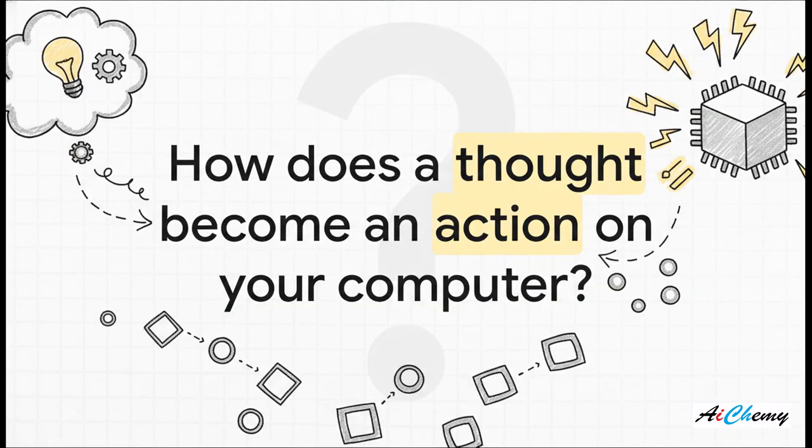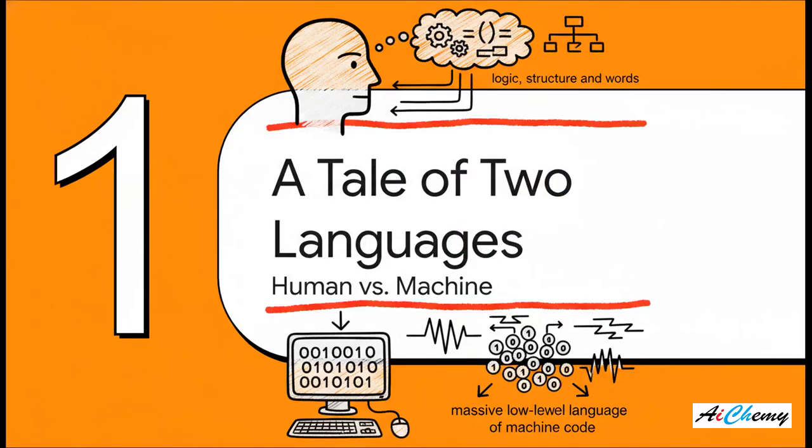Yeah, it all comes down to this one big question, right? We have an idea in our head, but our computers, they live in a totally different world. A world of pure electricity, of just ones and zeros. So how do we possibly bridge that massive gap? You see, at the absolute heart of the problem is a huge language barrier. We think in logic, in structure, in words. But computers? They only get the raw, super low-level language of machine code. These are two completely different worlds, and somehow they need to talk to each other.